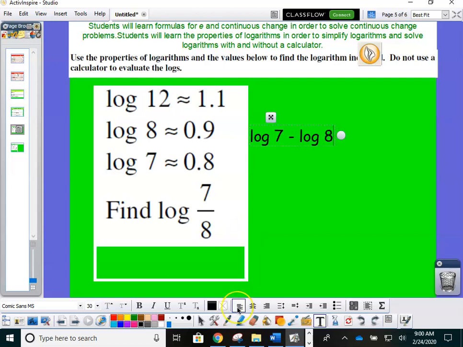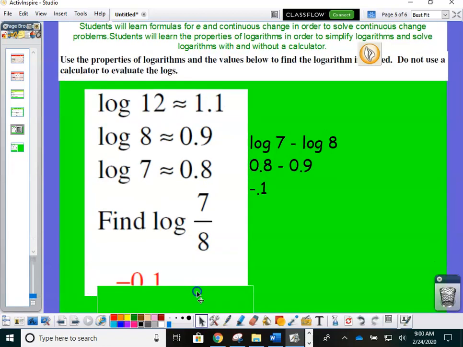Well, I don't know the log of 7 or the log of 8. This is the non-calculator portion. But I do, because the problem told me the log of 7 was about 0.8 and the log of 8 was about 0.9. So when I do this, 0.8 minus 0.9 is negative 0.1. So that should be my answer. So that's how you can rewrite these using those properties.